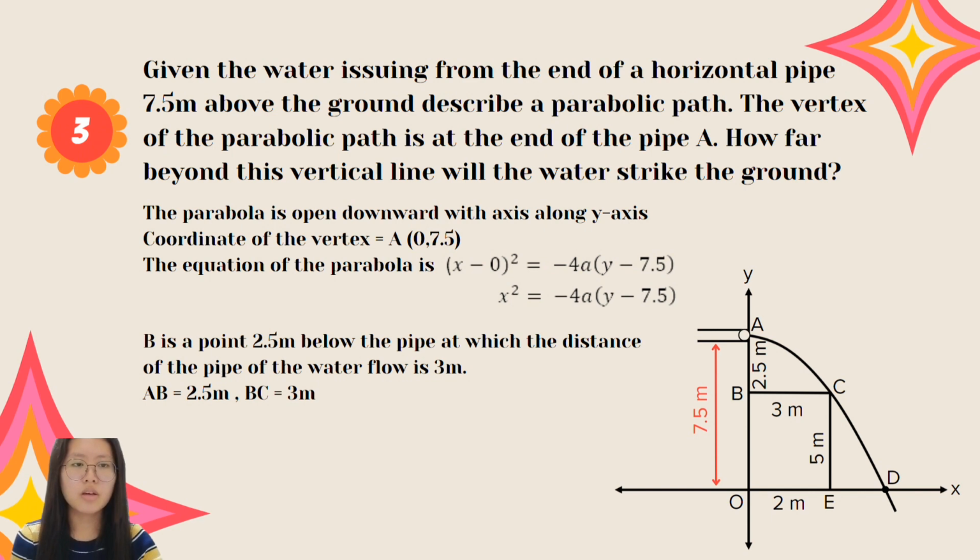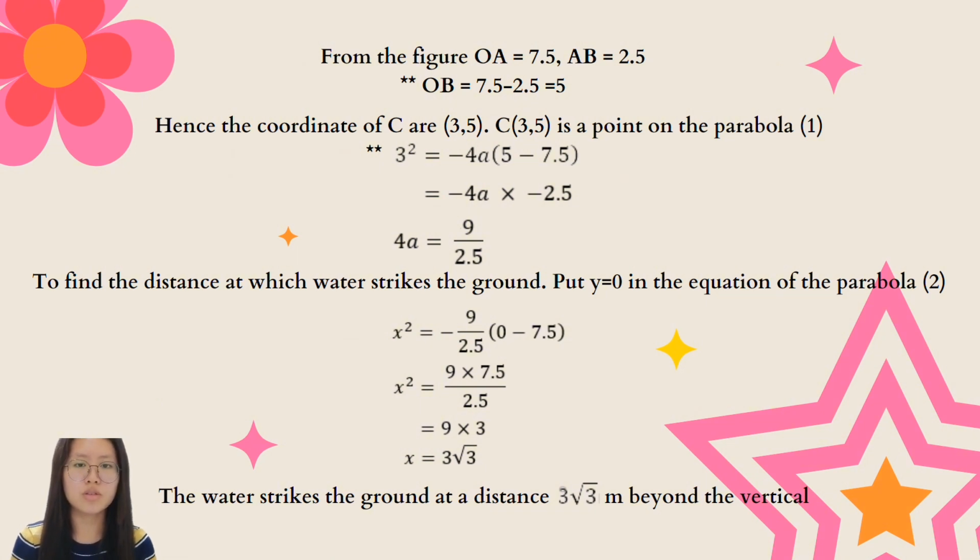First, we have to find out the length of O to B. So 7.5 minus 2.5 equals 5. Hence, the coordinate of C is (3, 5). Then we'll substitute it into the equation. 3 squared equals negative 4a times (5 minus 7.5). And we'll get that 4a is equal to 9 over 2.5.